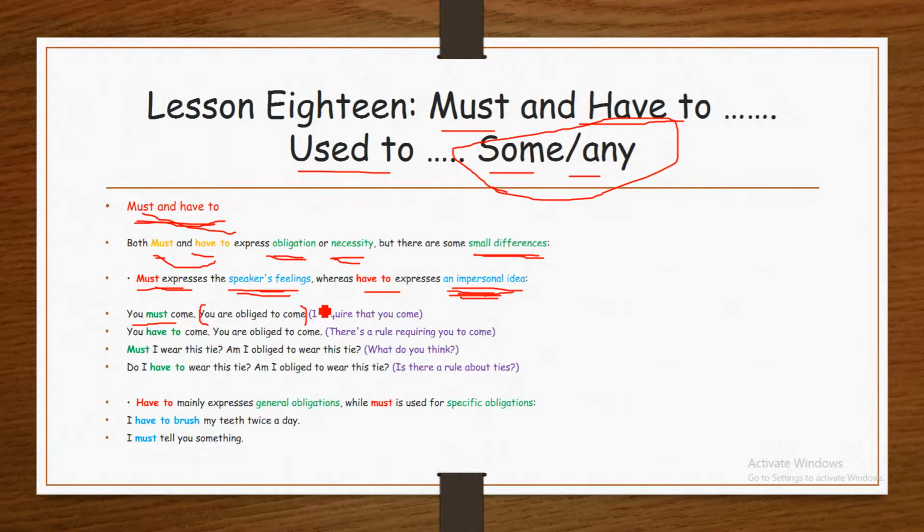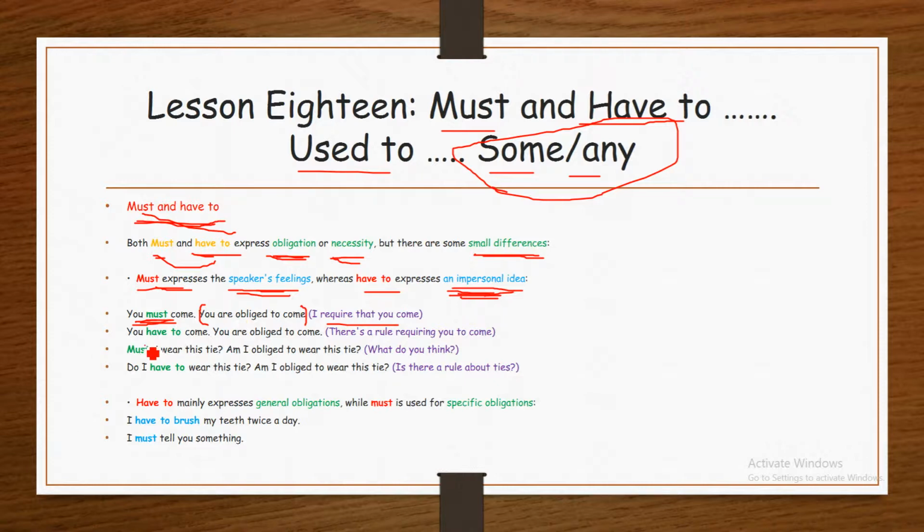The speaker's feeling: I require that you come. Must is used to express the speaker's feeling. It is an obligation. As I told you, both must and have to express obligation and necessity, but they have some differences. Here, must expresses the speaker's feeling. You are obligated to come home. I require you to come home.